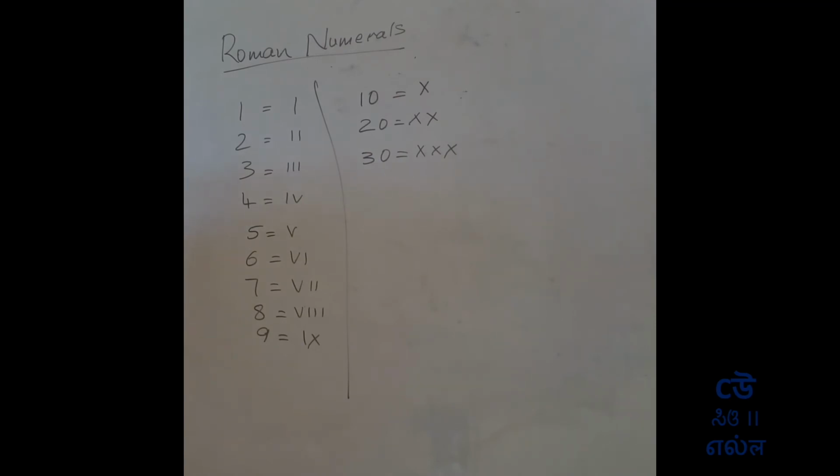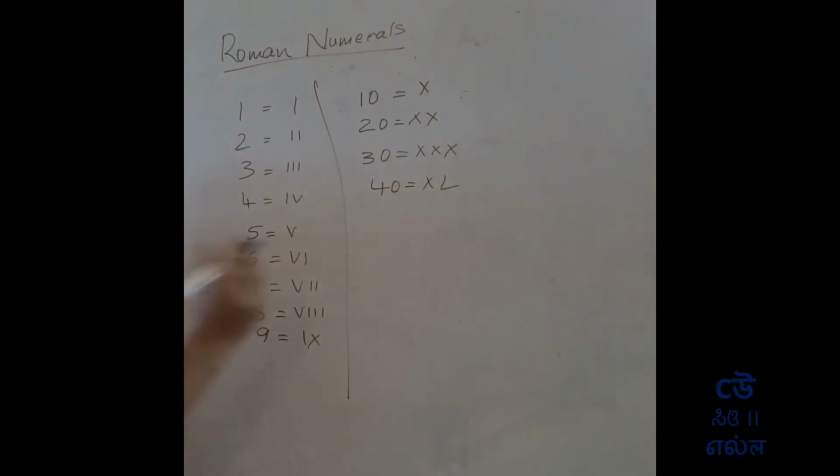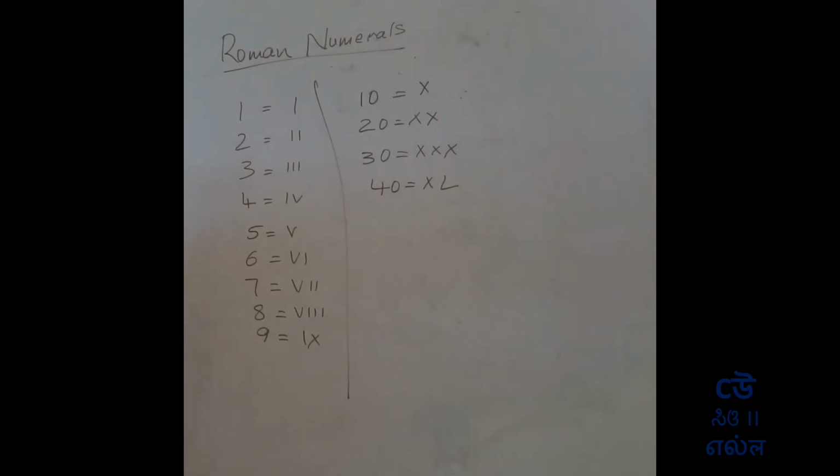Next 40, how will you represent, children? 40 will be represented as XL. Why? Because till 3 it remains the same, 1, 1, 1, so x, x, x. Here it's 1b. So here also for 40, it's changing. So it will be XL for 40. Understood? I'll tell you, children, why 40 is represented like that.